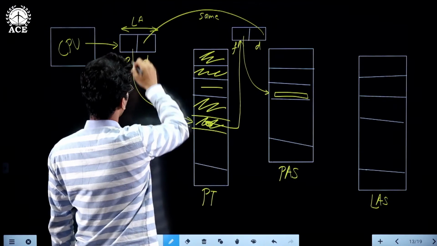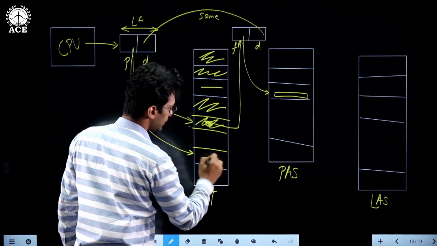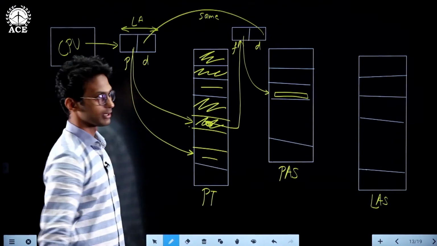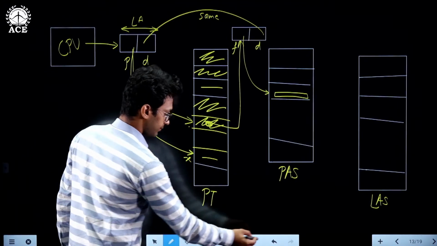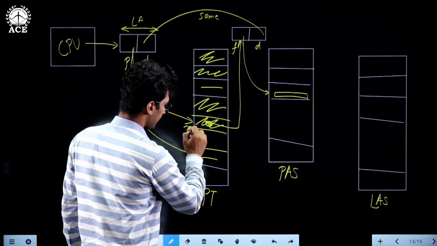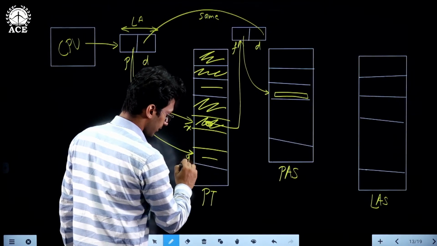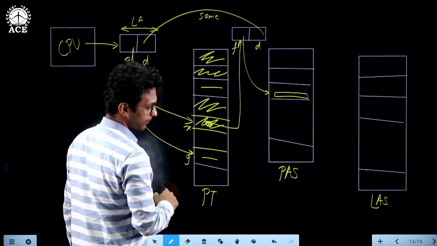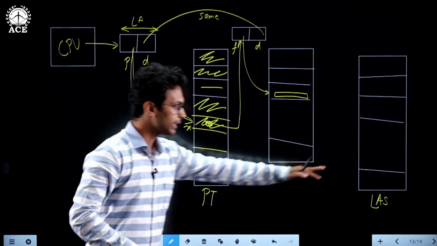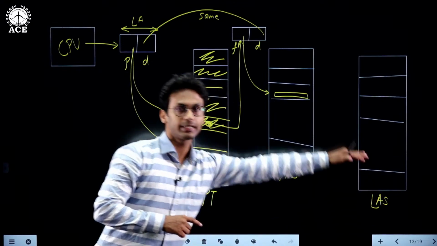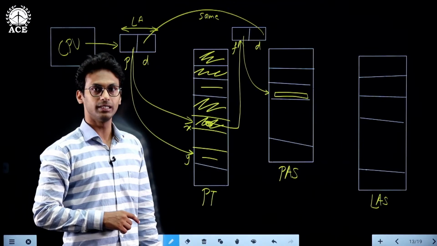What if it is not present? What if this was the case? It is not present. What will happen in this case? We want to refer to page X, and we got that page X. But when we referred to page Y, we didn't get that page Y. What will we do in this case? Tell me. We have to bring that particular page Y from the logical address space to the physical address space, isn't it?